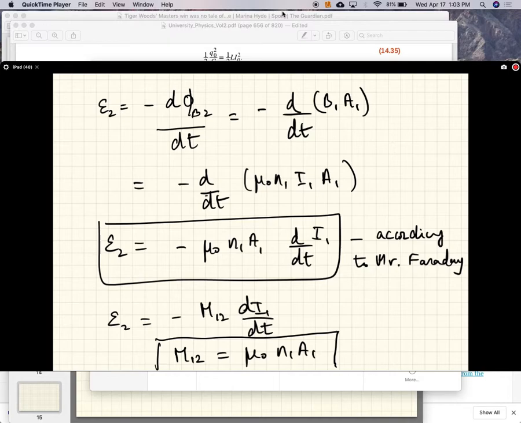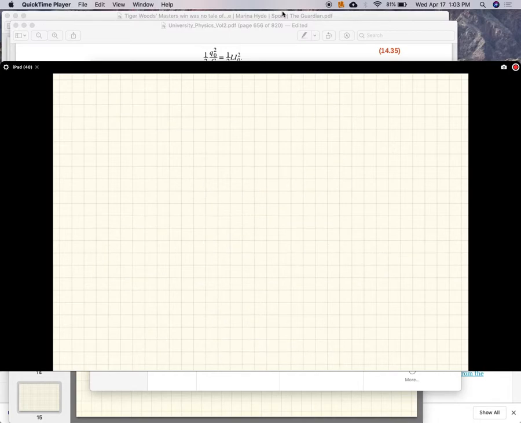All right, so for both A and B, what do I need to do? Add a page below. Okay, so for both A and B, M12 is mu naught N1 A1. So it depends on the dimensions of A1 of coil 1.